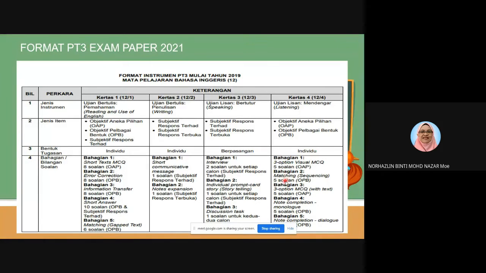Section 2, also 5 questions. Section 3, 5 questions. Section 4, you have to complete. Dia bagi nota-nota pendek sikit and then you have to fill in the gaps. So 5 questions. Bahagian 5 also more or less a dialogue. Macam bagi dialogue, fill in the blank. So you have to complete the blank.